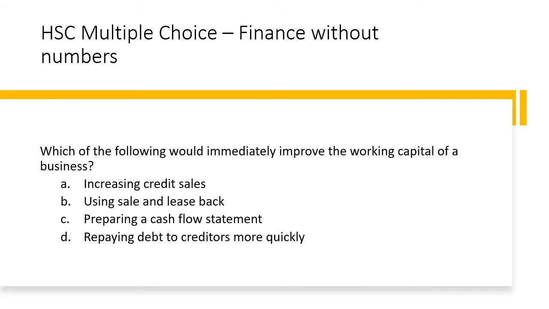Now you can have finance questions without numbers, and the next couple that we're going to look at actually have numbers, but in this case, which of the following would immediately improve the working capital of a business? Now it's important for you to read all 4 of your options before you actually answer the question, because sometimes you're quick to judge if it's an A or B, and then you're not actually looking at the C and D response. In this case, we were looking at working capital, which is our day-to-day money that we've got to spend. And using a sale and leaseback strategy would actually inject a lot of money back into the business.